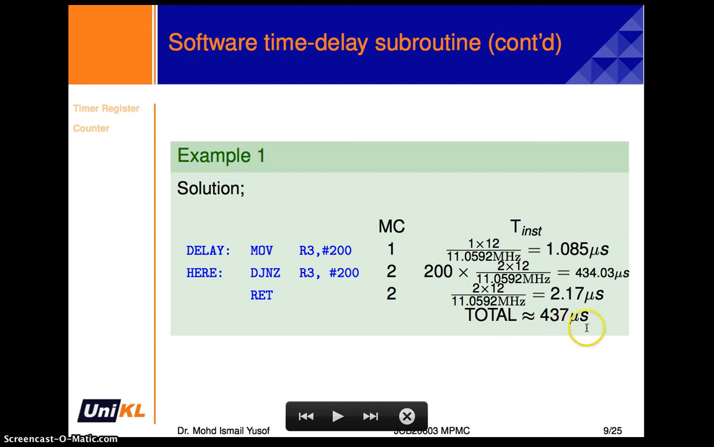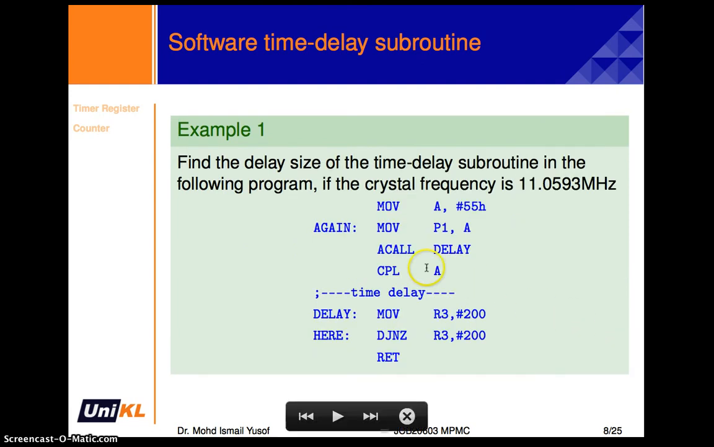So this is the amount of time generated by this time delay subroutine.